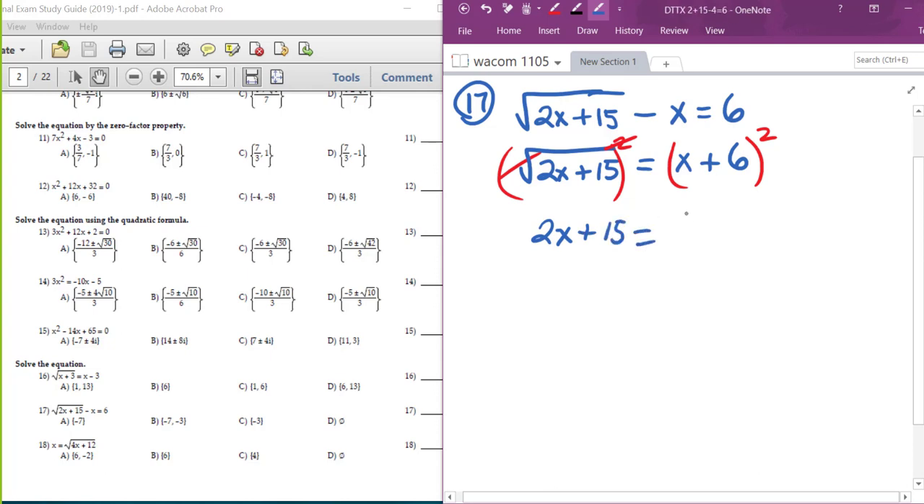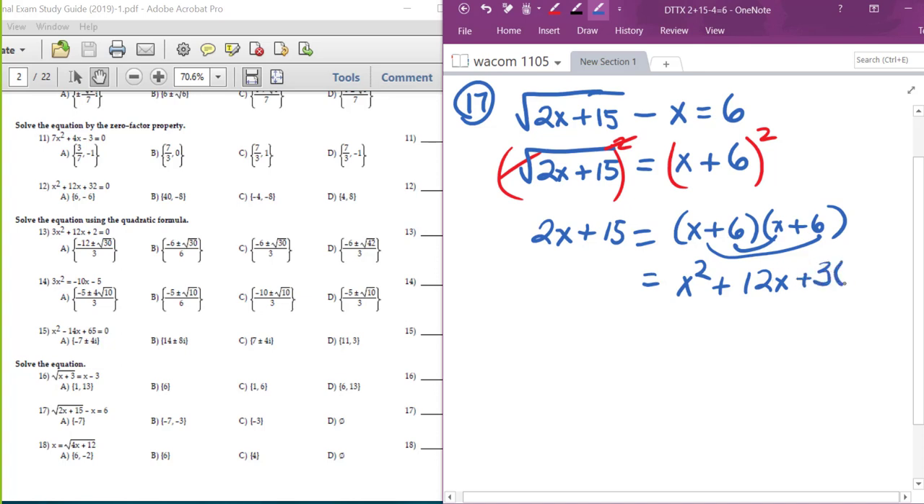On this side, you're going to need to write it twice and do FOIL. So we have x squared, 6x on the outside, 6x on the inside. I'm just going to go ahead and put those together. Makes 12x plus 36. Write as many steps as you need.